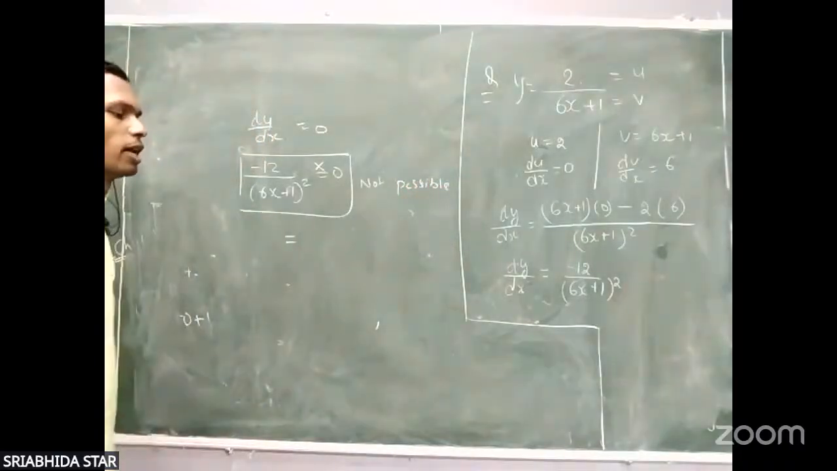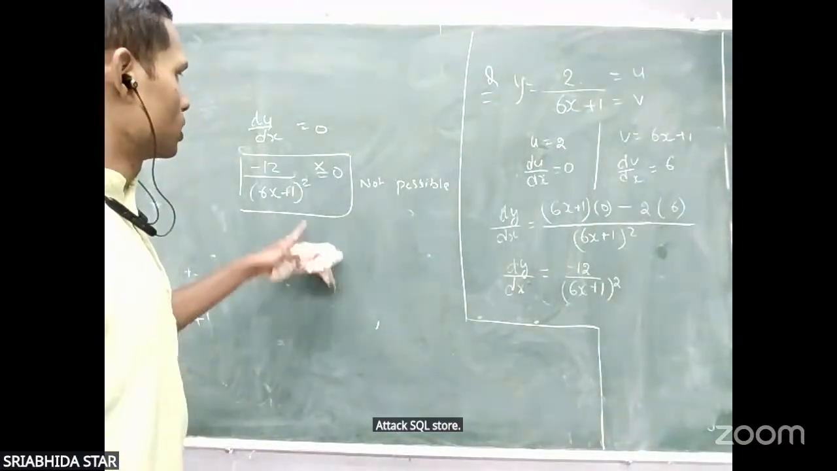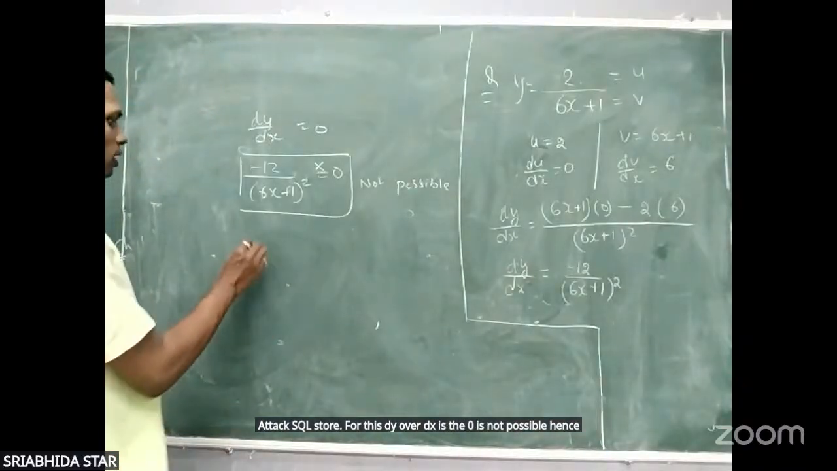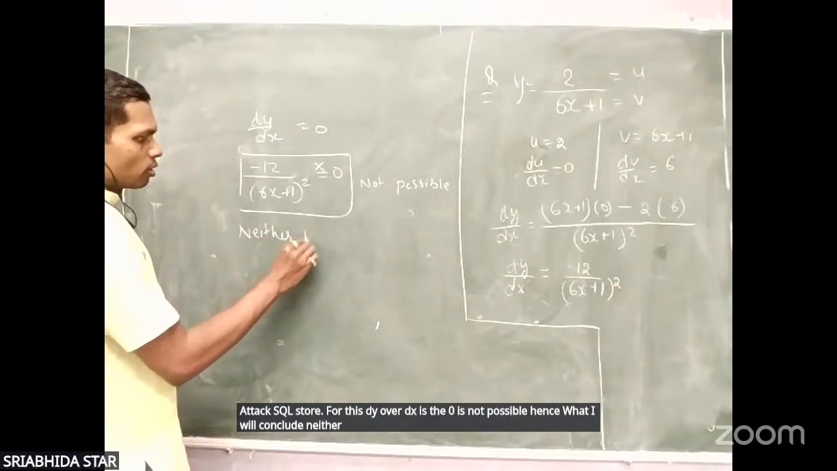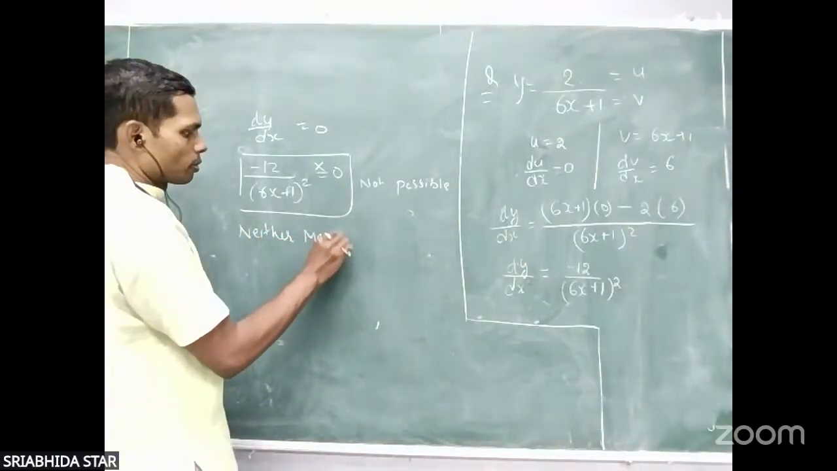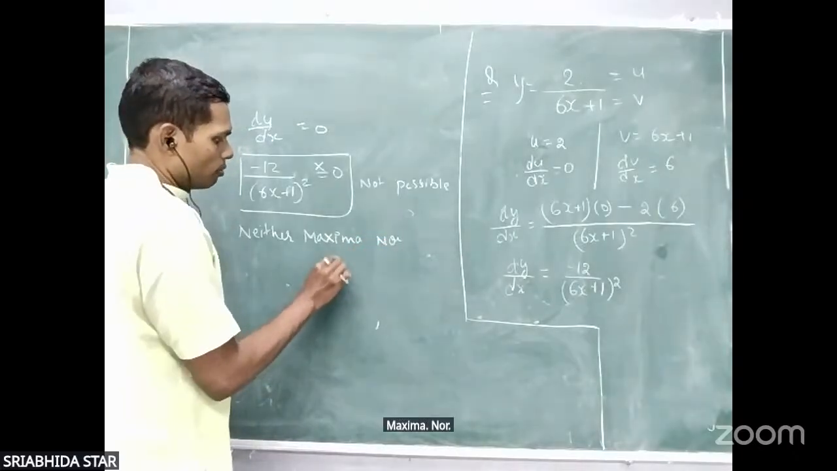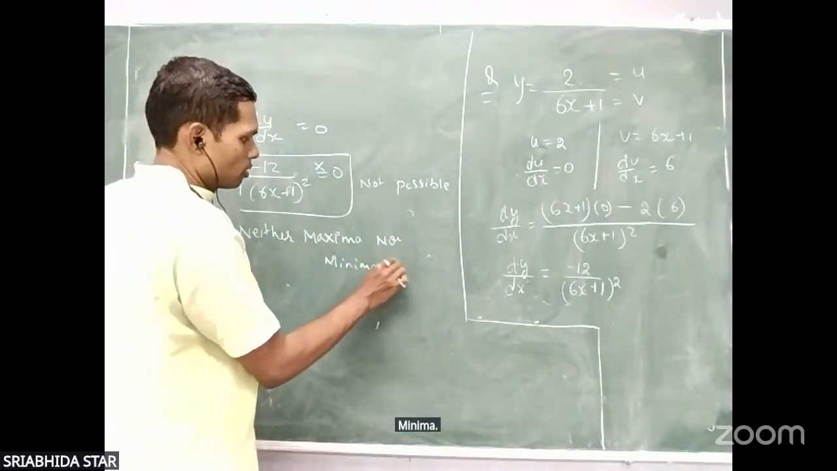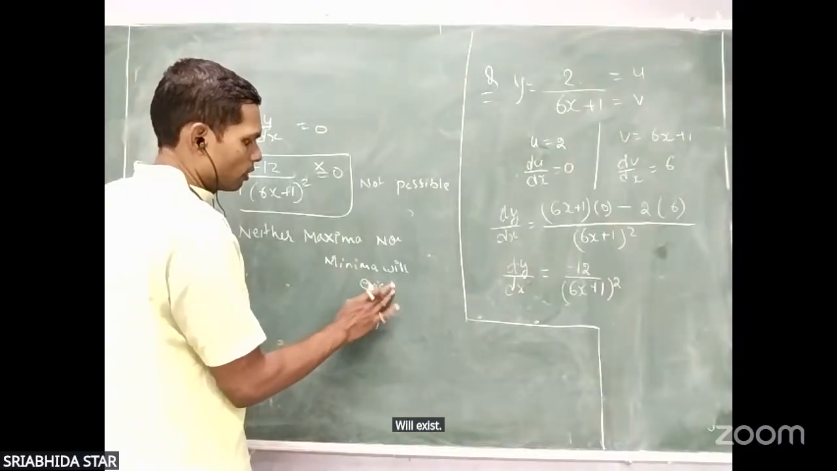At x equals to, for this dy by dx equal to 0 is not possible. Hence, what will I conclude? Neither maxima nor minima will exist. So what will exist?